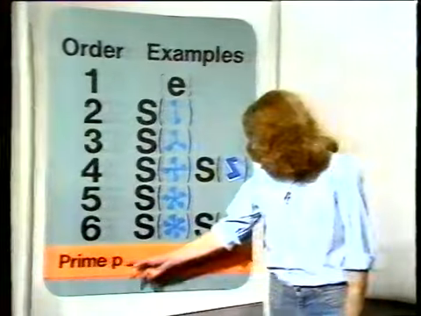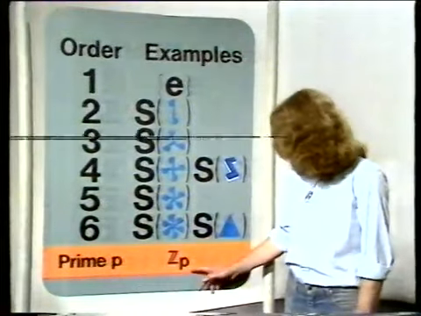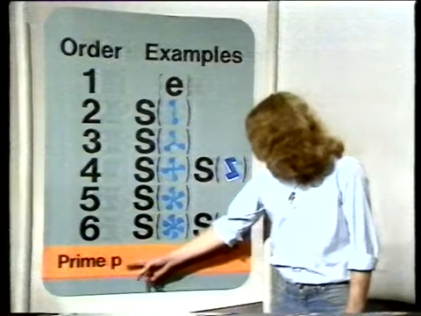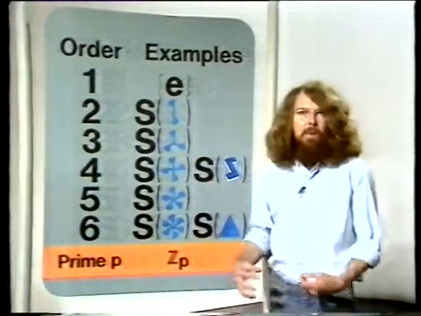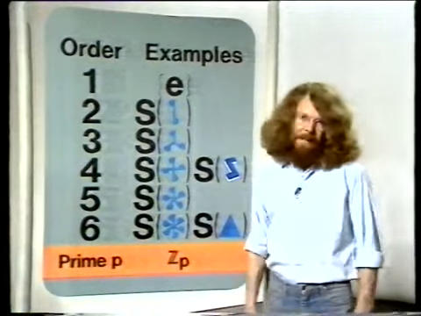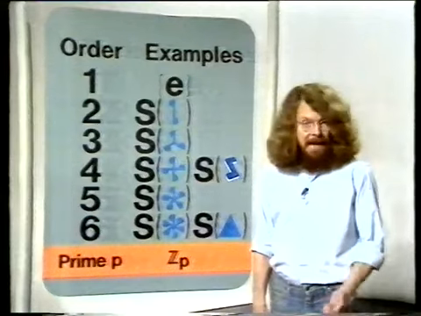In fact, for any prime order, there's only one group, the cyclic group. Well, of course, there are infinitely many prime numbers, so we know all about the groups for infinitely many orders. Not a bad day's work.